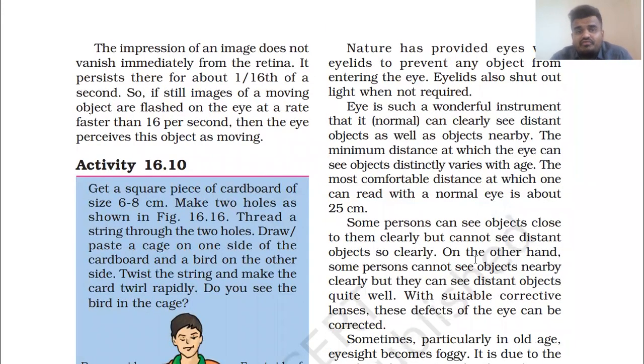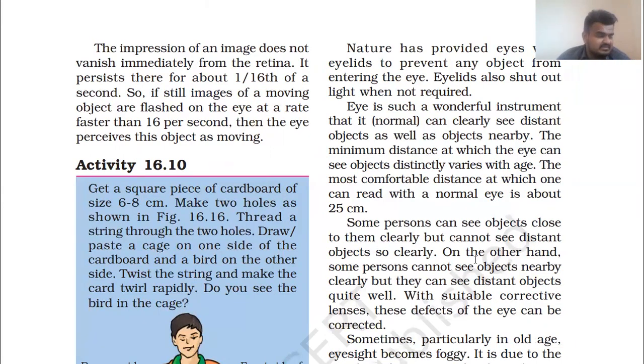The impression of an image does not vanish immediately from the retina. It persists there for about 1/16th of a second. So if still images of a moving object are flashed on the eye at a rate faster than 16 per second, then the eye perceives the object as moving.